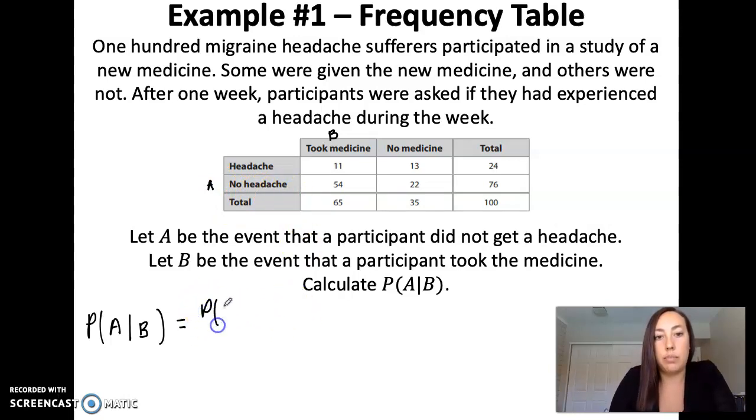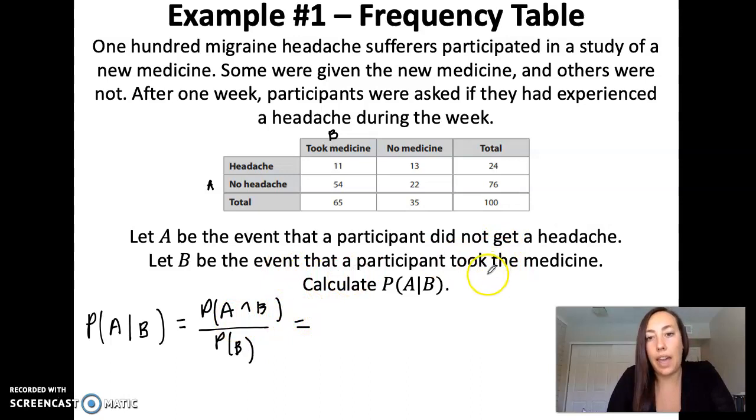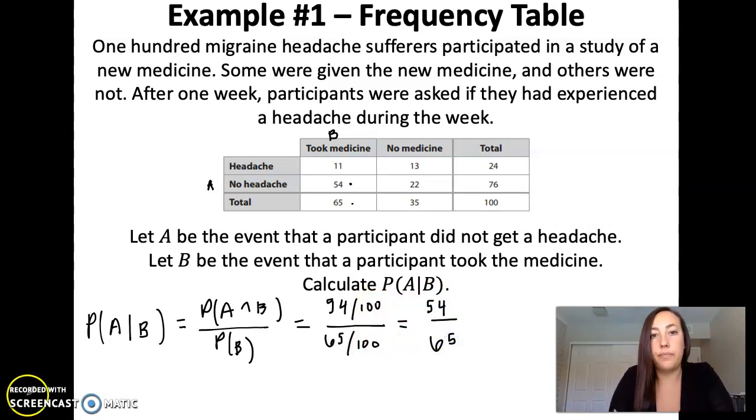Using the formula, that's the probability of A and B divided by the probability of B. A and B would be that they didn't get a headache and they took medicine. That's 54 people out of 100 people total. On the bottom, we have the probability of B, that they took medicine. That's 65 people out of 100. With this fraction over a fraction, the 100s cancel and we're left with 54 out of 65.